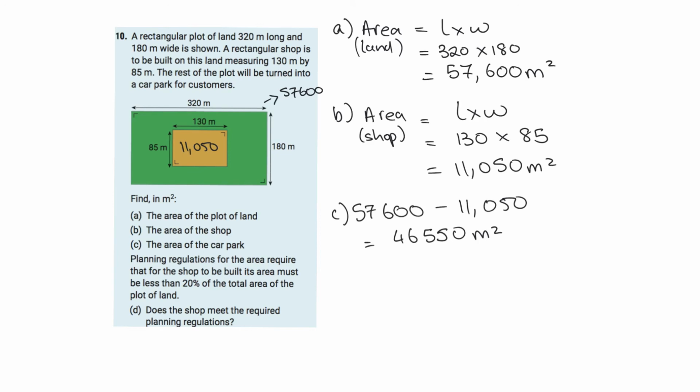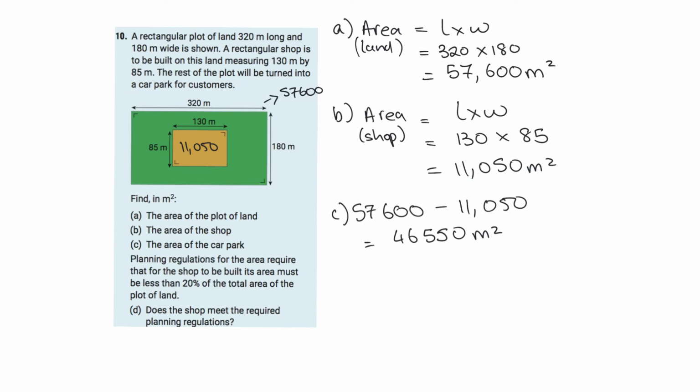Now, the last part of this question required you to do a little bit of revision of your percentages. Planning regulations for the area require that for the shop to be built, its area must be less than 20% of the total area of the plot of land. Does this shop meet the required planning regulations? So is the area 11,050? Is that less than 20% of the entire area, which is 57,600?